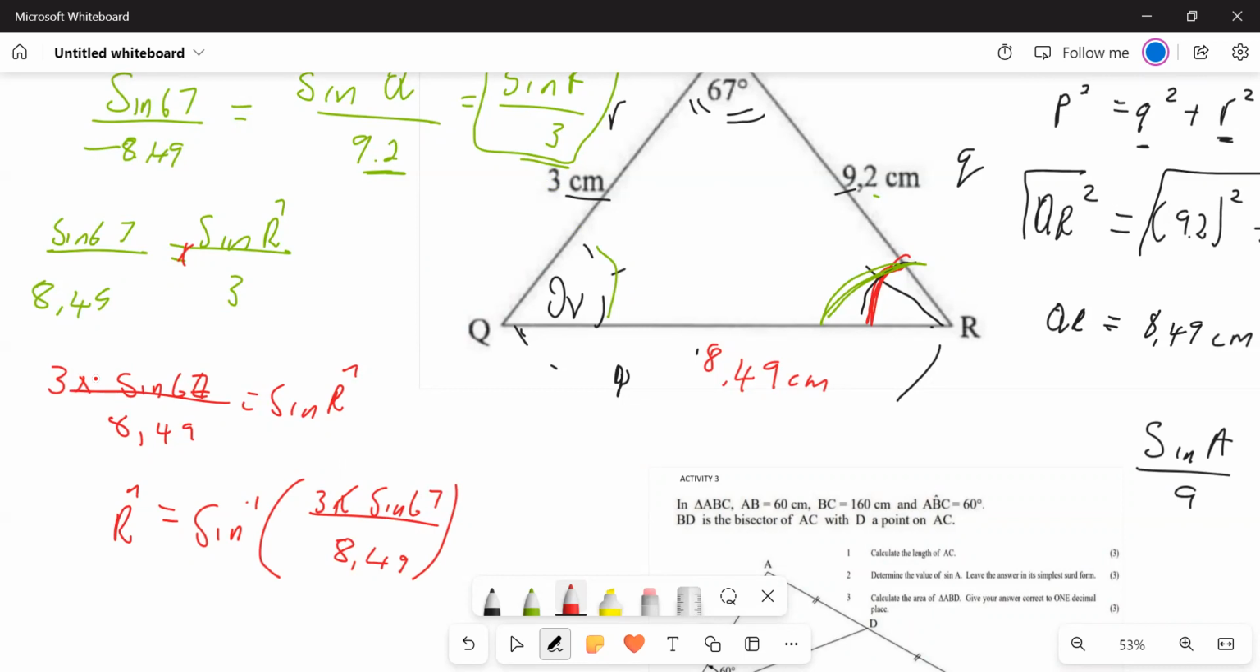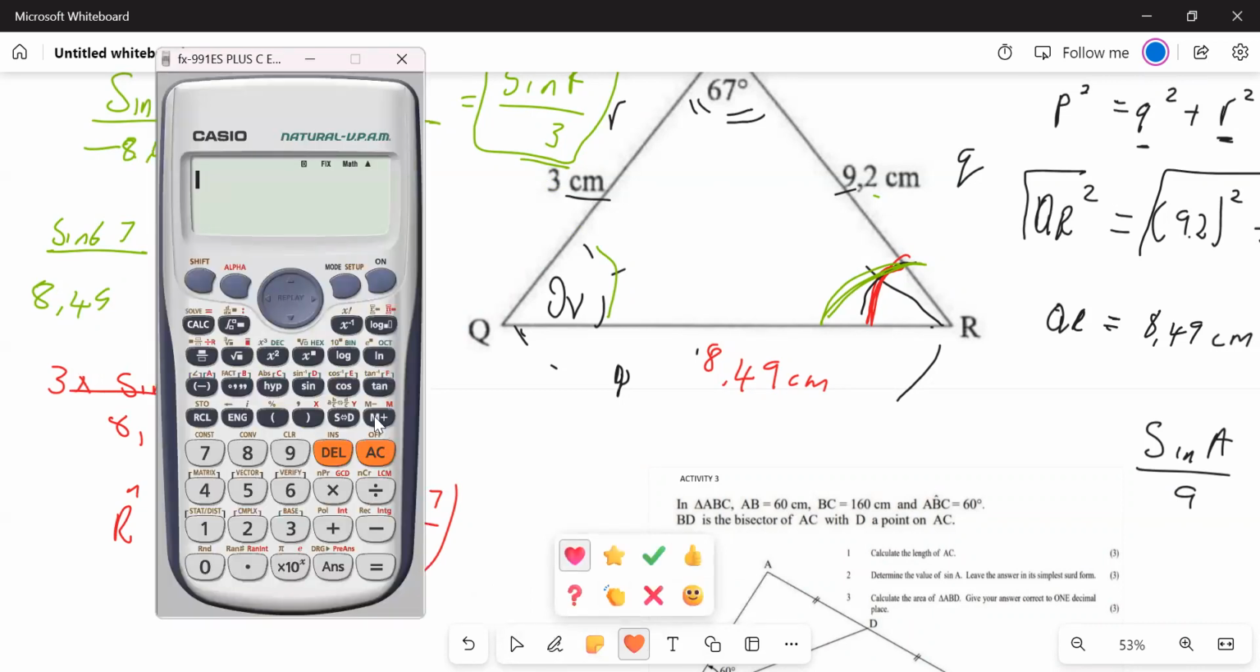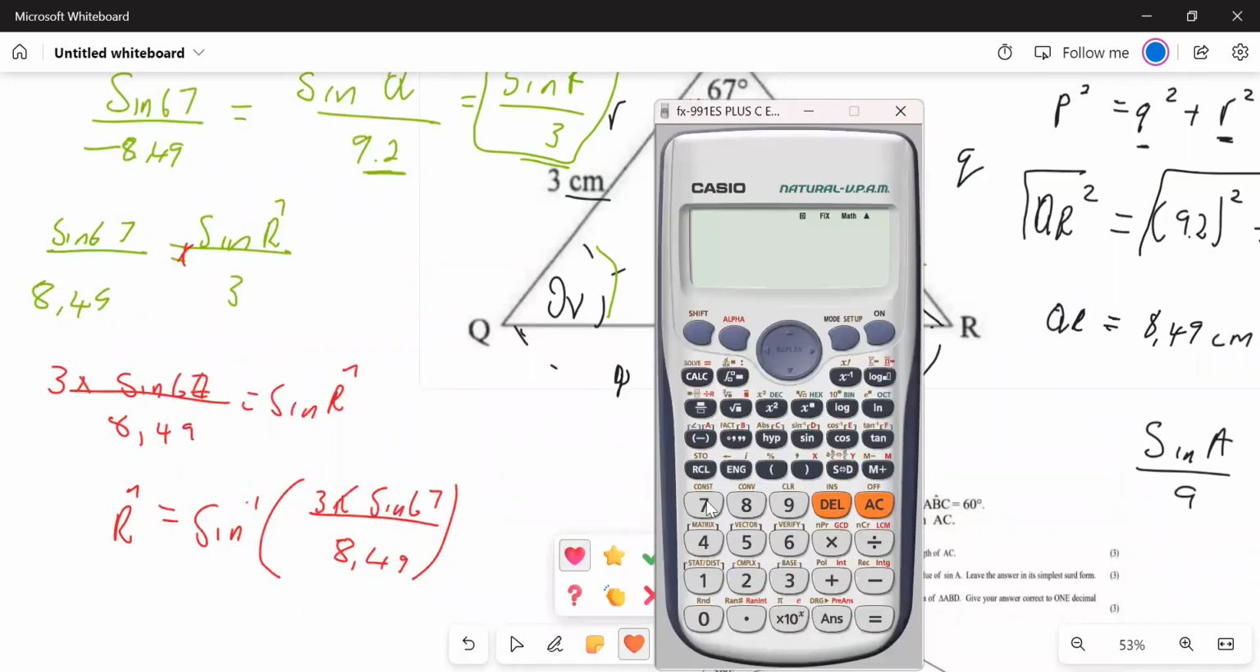So you see here, I didn't type this because I'm avoiding a mistake, since you want to round off at the end. What you're going to do is type this exactly the way it is. Let's go and check. You say shift, and then sine arc, then fraction, and then 3 multiplied by the sine of 67, and you close the bracket, all over 8,49. And then you close the bracket. It tells you which one is going to be R.